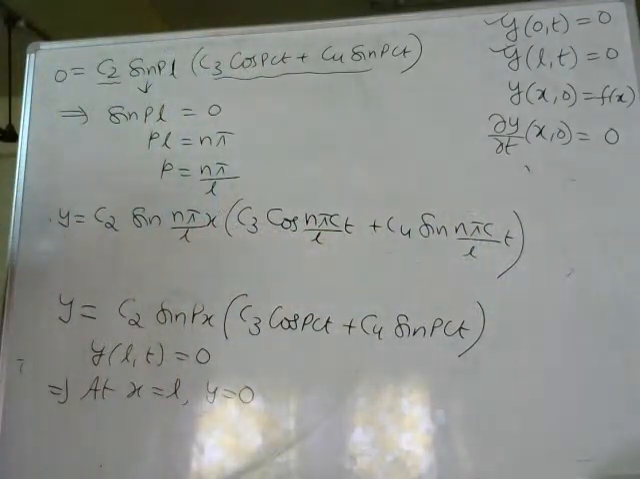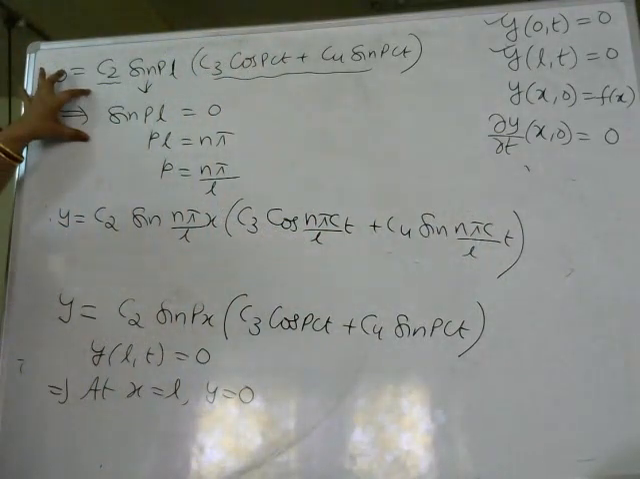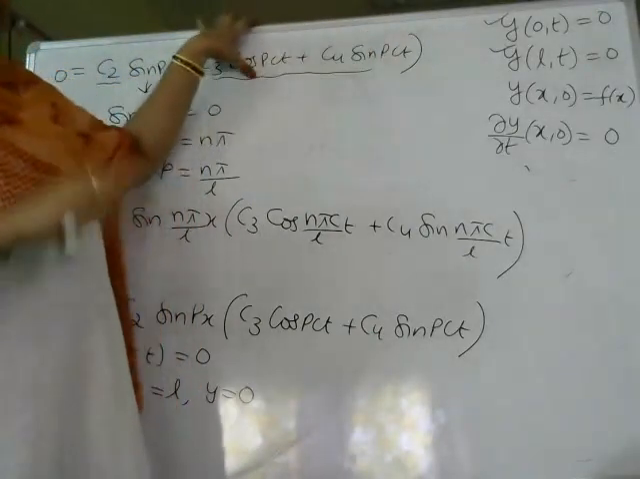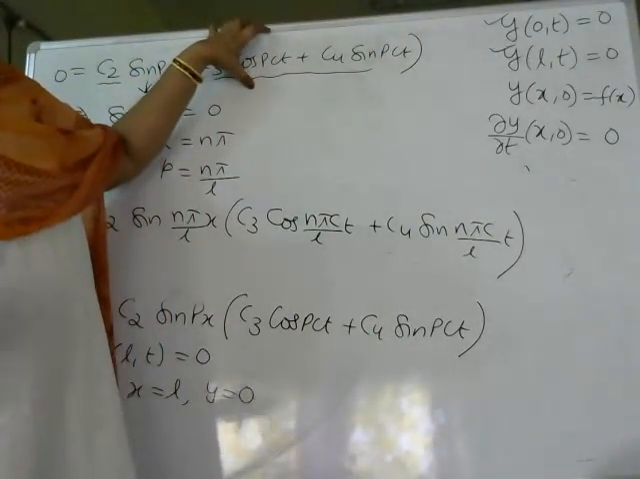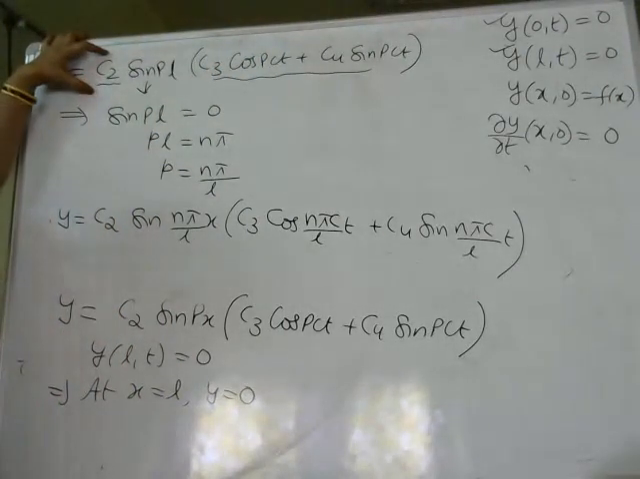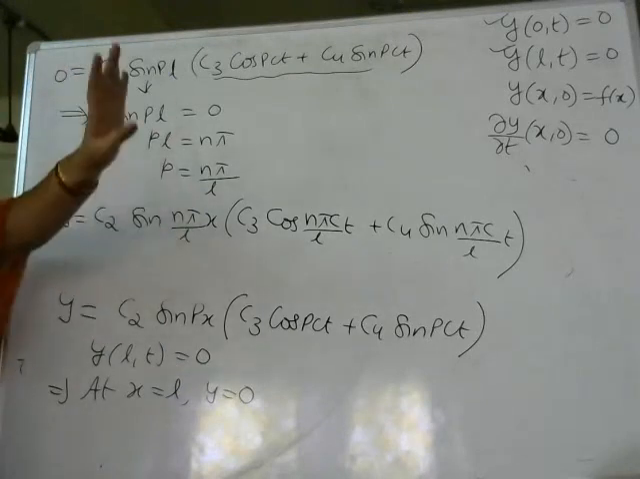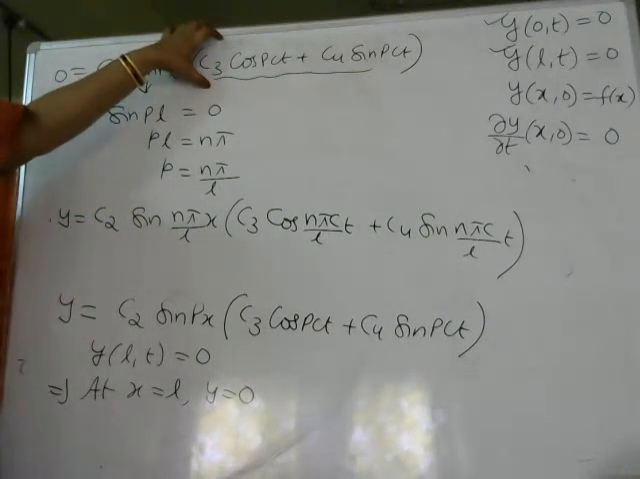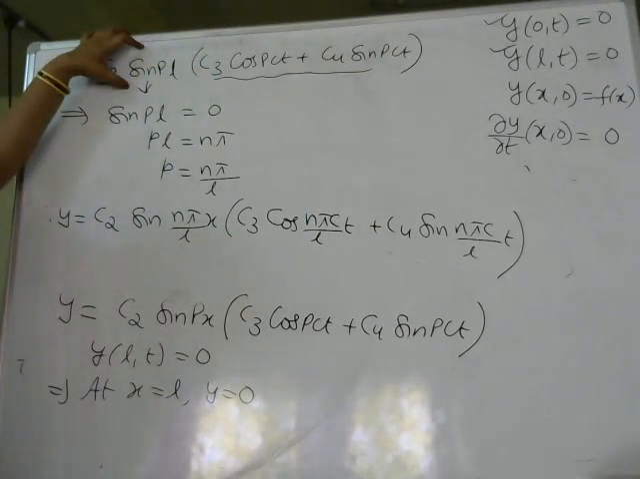Did you understand why I have taken this sine PL as 0? Because this term completely can't be 0. If this is 0, completely y what we have taken as 0 will become 0. So there is no meaning in that. Similarly, C2 also can't be 0. Already C1 is 0. If C2 also becomes 0, completely y becomes 0. Again, there is no meaning in that. So these two can't be 0. Compulsorily, sine PL only should be 0 in this condition.